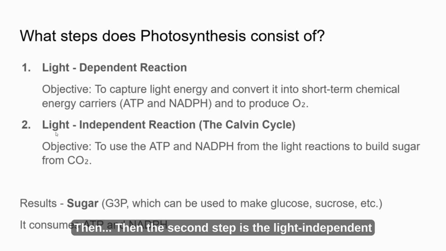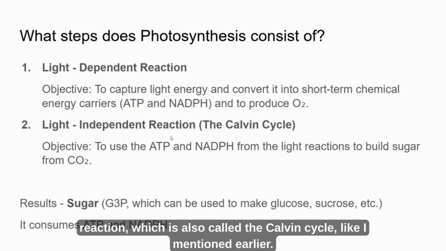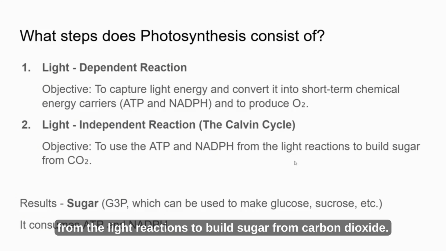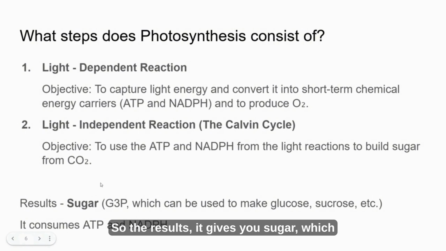Then the second step is the light-independent reaction, which is also called the Calvin cycle, like I mentioned earlier. This step uses ATP and NADPH from the light reactions to build sugar from carbon dioxide. So the result is sugar, which can be used to make glucose, sucrose, etc. And the step consumes ATP and NADPH.